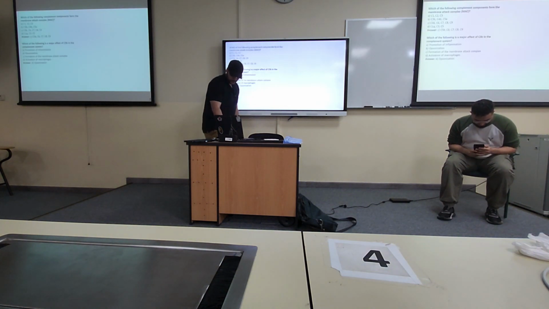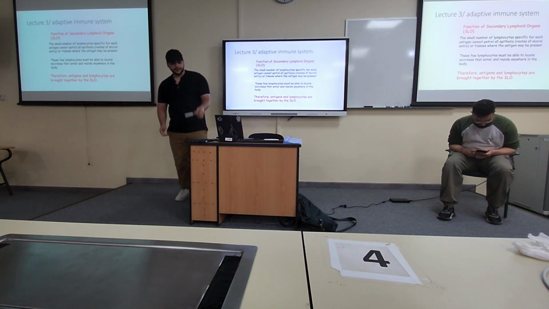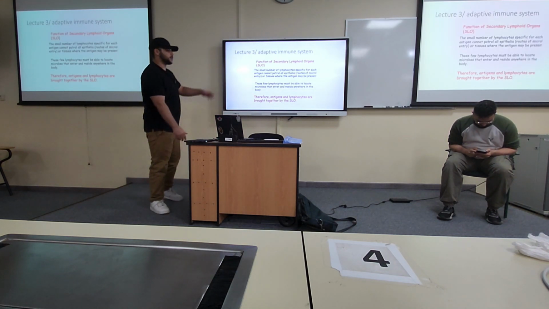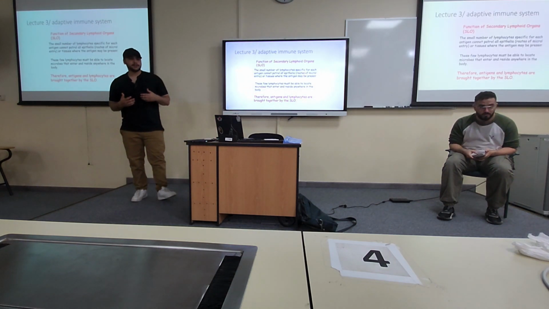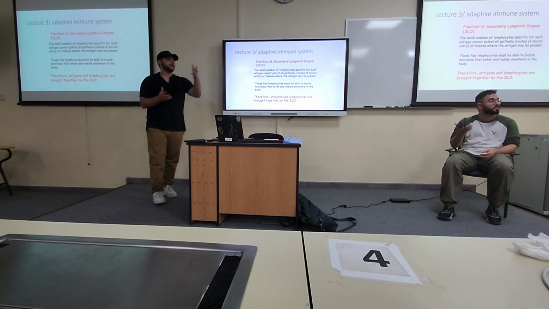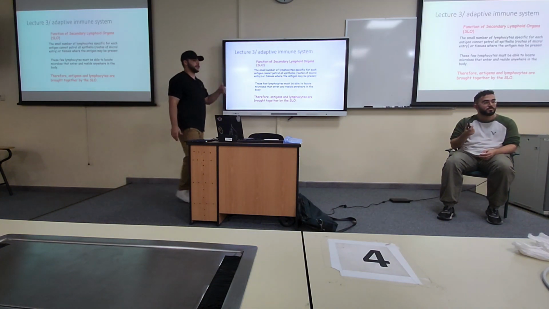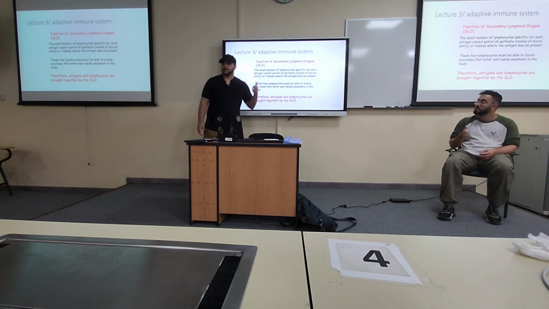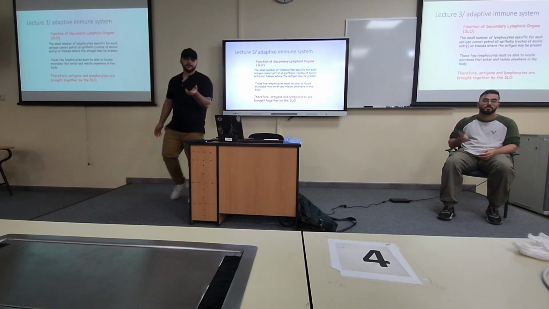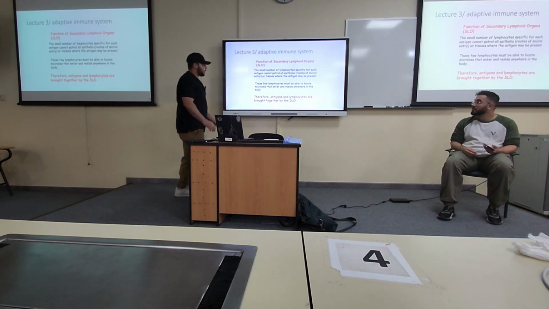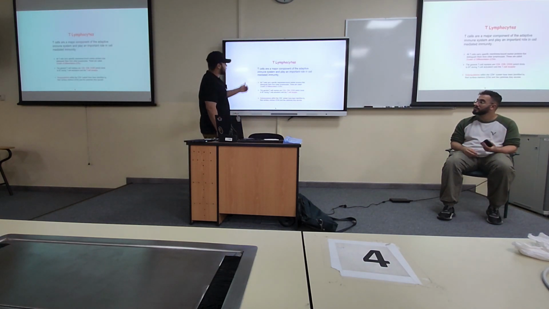Okay. Now the adaptive immune system in detail. The adaptive immune system consists of what? Quickly. T lymphocytes and B lymphocytes, right? Where do T lymphocytes and B lymphocytes reside? Exactly, secondary lymphoid organs. That's basically the introduction.